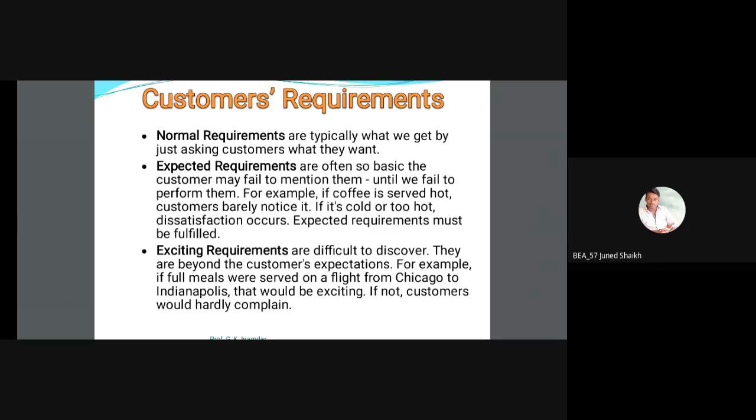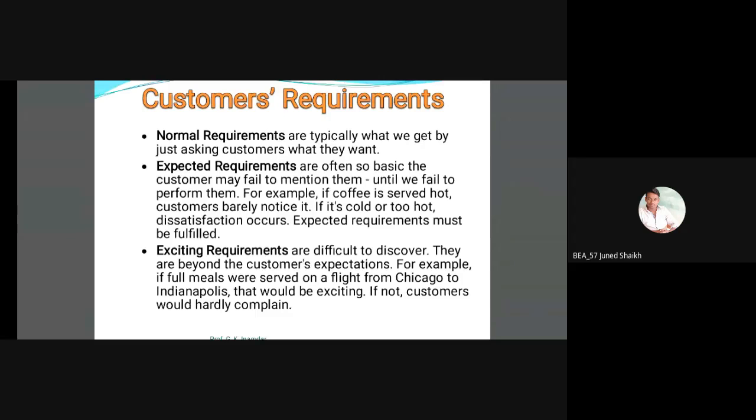An expected requirement is nothing but, suppose you are going to any restaurant or any hotel for lunch or dinner, and the waiter should fulfill your demand. Otherwise, many times it happens that after serving the vegetable curry, they don't bring you roti or chapati for an hour. So the customer will definitely be dissatisfied.